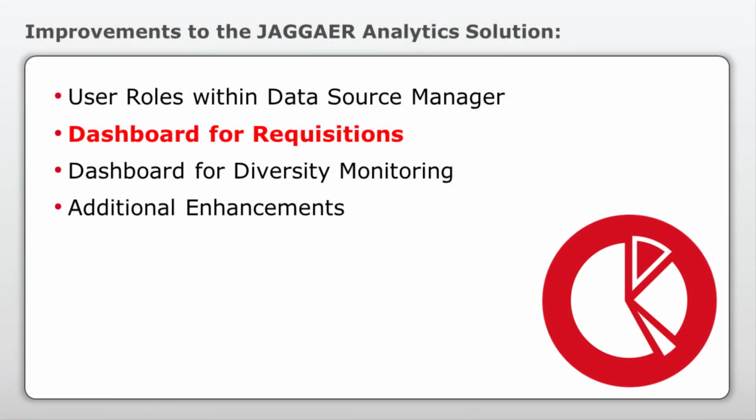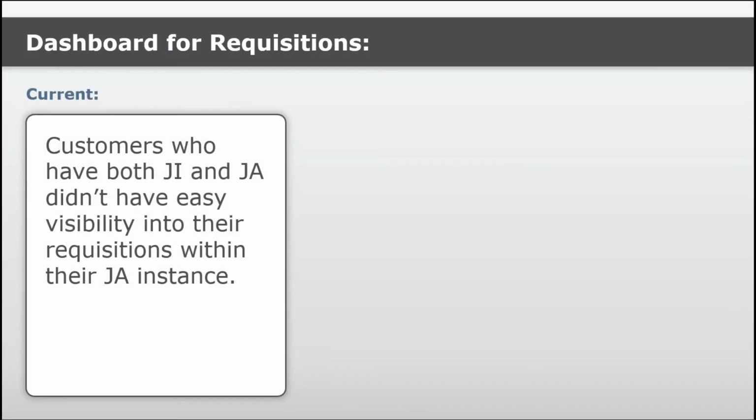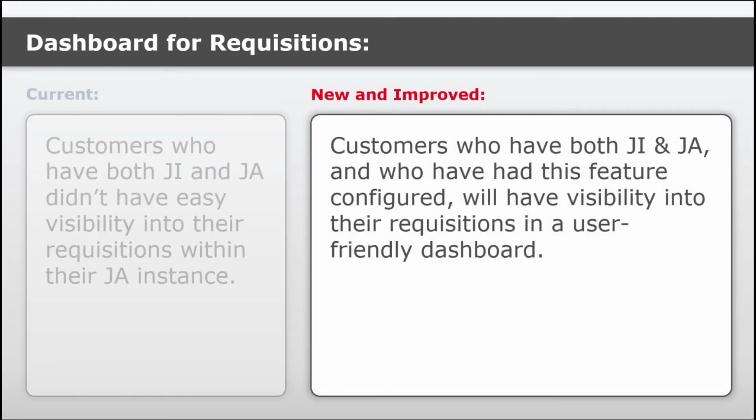For our next enhancement, we're going to discuss the dashboard for requisitions. So let's take a look. Before 20.3, customers who have both JAGGAER Indirect, or JI, and JAGGAER Advantage, or JA, didn't have easy visibility into their requisitions within their JA instance. But now, customers who have both JI and JA, and who've had this feature configured, will have visibility into their requisitions in a user-friendly dashboard.